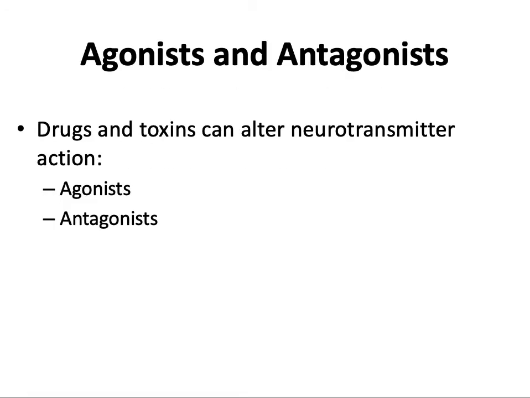All right, now we have to talk about agonists and antagonists. Drugs and toxins can alter neurotransmitter action. Agonists enhance the actions of neurotransmitters. Antagonists inhibit the actions of neurotransmitters. So some drugs and toxins can act as agonists or antagonists in terms of neurotransmitters. Researchers often inject agonists or antagonists into animals' brains to assess how neurotransmitters affect behavior.